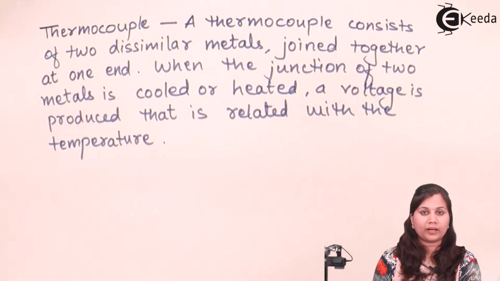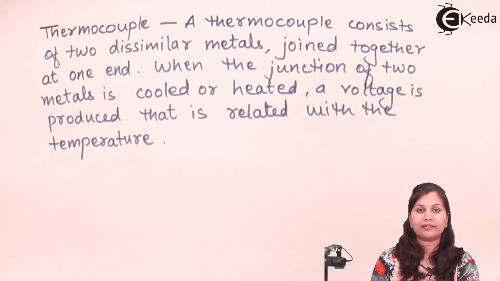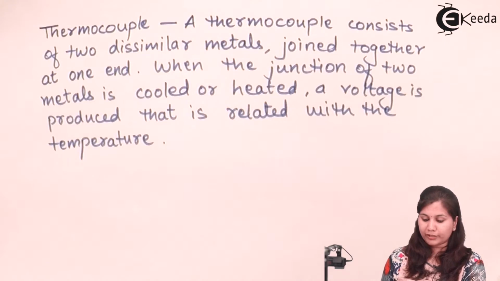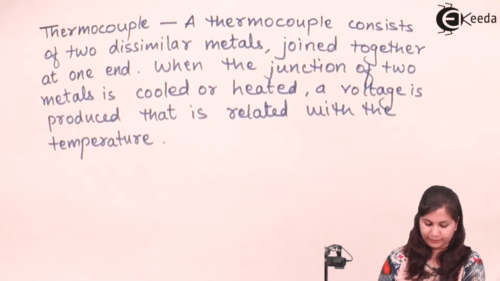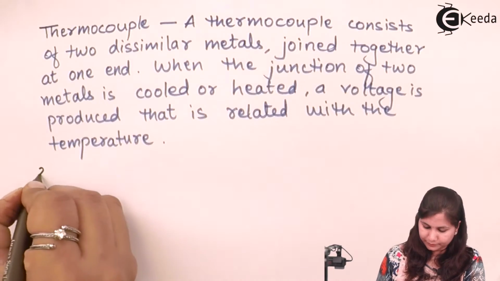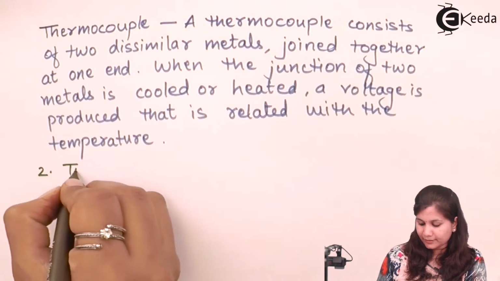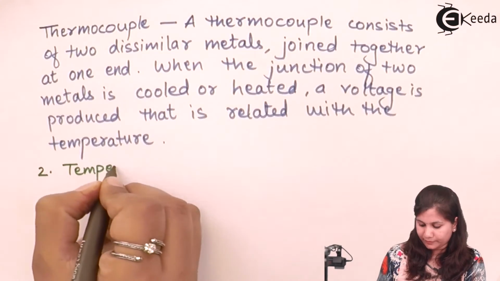And if we see the working principle of RTD and thermistor, you have seen that they relate the change in the resistance with the temperature. So that is the first basis of comparison between the three temperature transducers. Second is the temperature range.